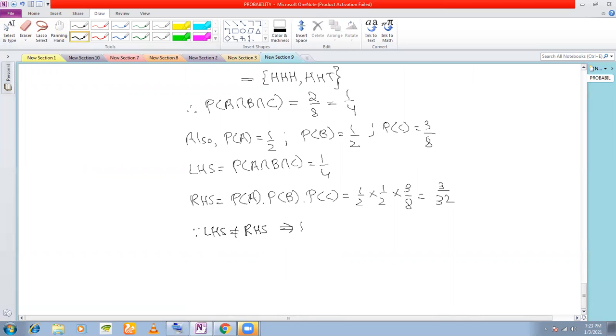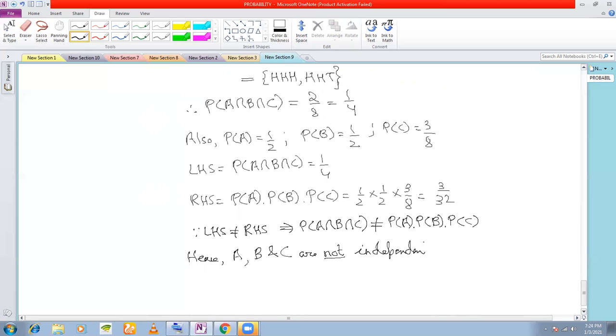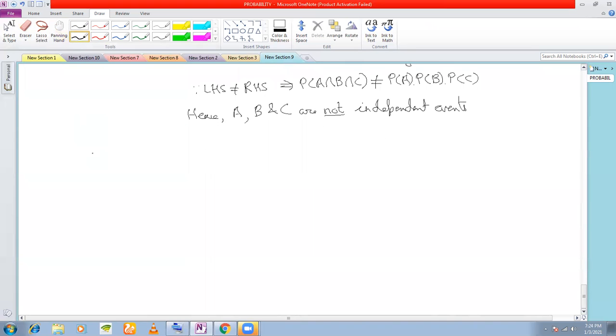That means P(A intersection B intersection C) is not equal to P(A) into P(B) into P(C). Hence, A, B, and C are not independent events. That's it. That is how you check for dependence and independence, and that is what we mean by independent events. This was just a small illustration to show you what we actually mean by independent events.